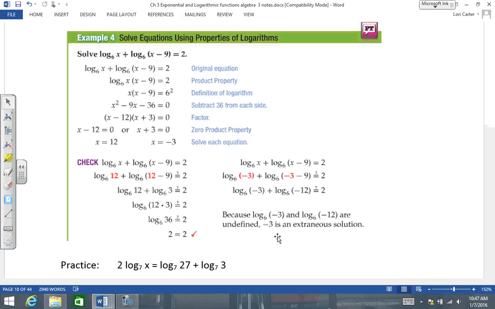Mason, what does addition mean? So what am I multiplying? Yeah, I have to multiply the x times the x minus 9. So I got log base 6 of x times x minus 9 equals 2. Can I do anything else with the log? Not yet. So I need to get rid of it.